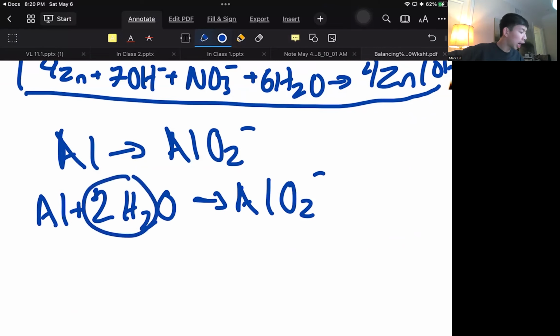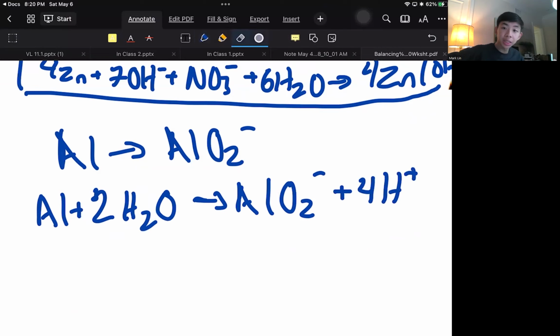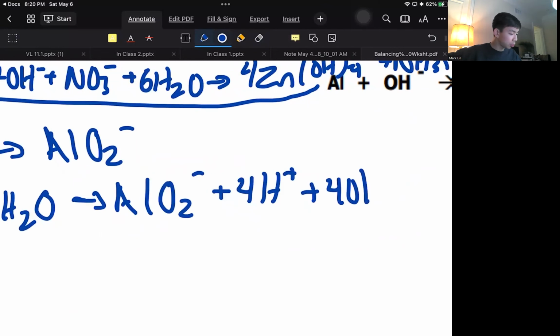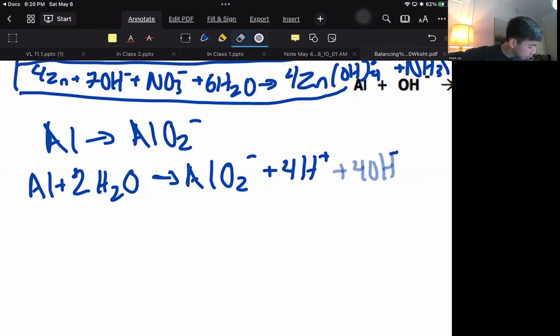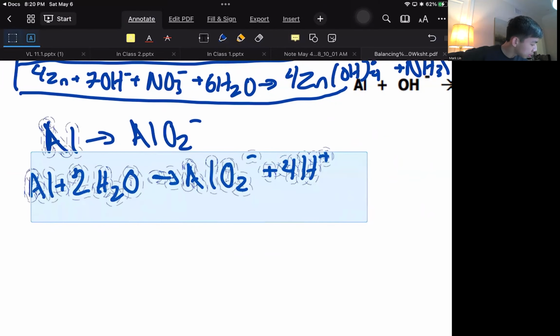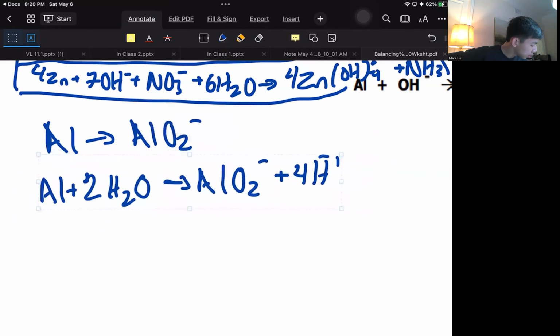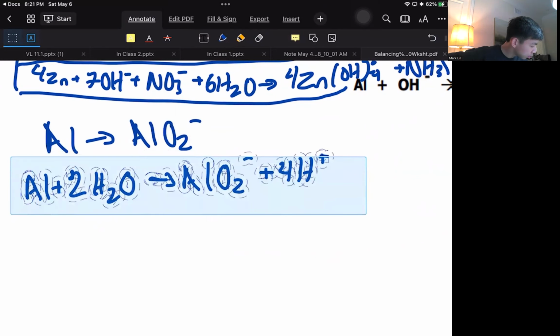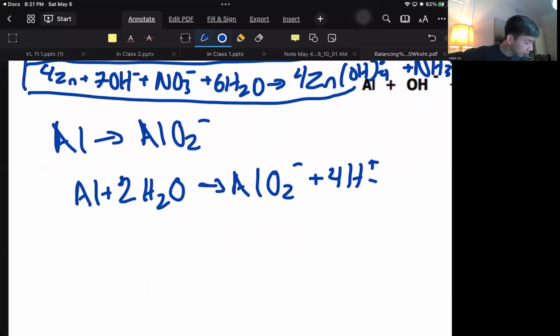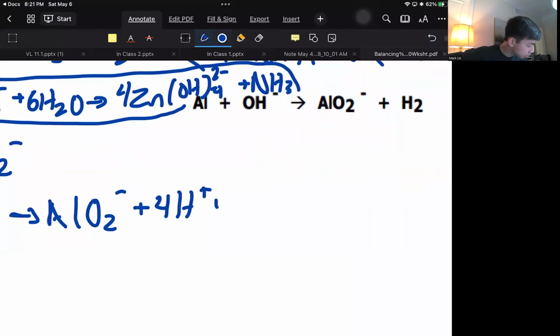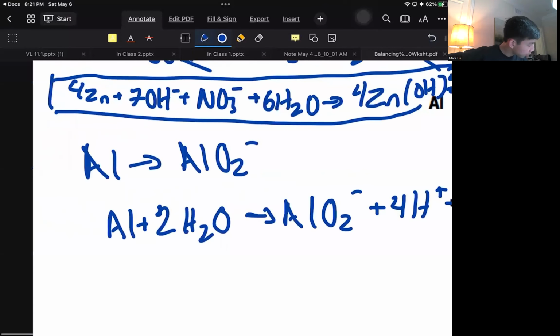Since there's 4 hydrogens right here, we need to add 4 hydrogens to this side. And since it's in basic solution, we need to be adding equal amounts of hydroxides. So plus 4 OH minus. Adding hydroxides to both sides in equal amounts: plus 4 OH minus.